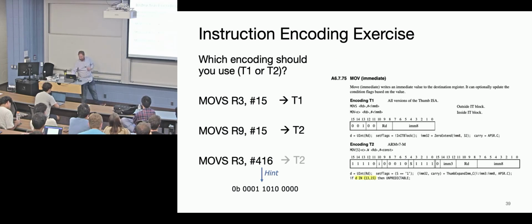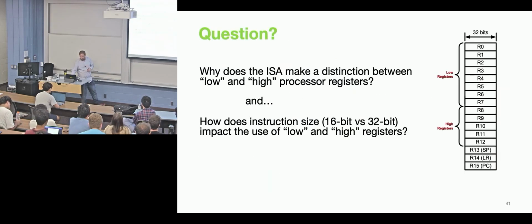Okay, so that's T2. So question for you. Why does the ISA, and we saw this before, I didn't highlight it, make a differentiation between low registers and high registers? And what implication does that have for 16-bit and 32-bit instructions?